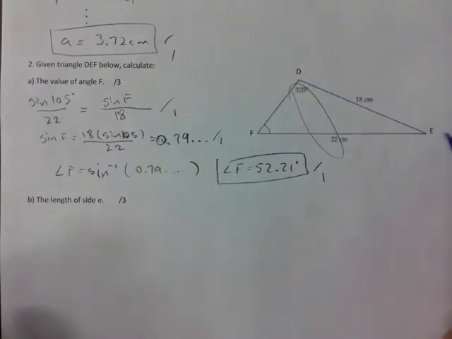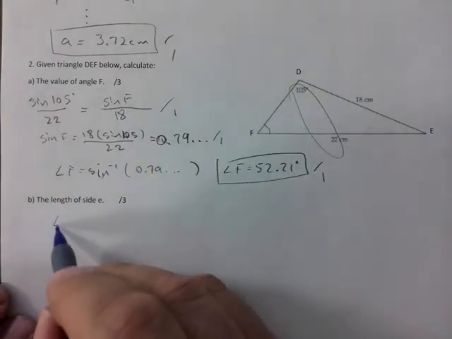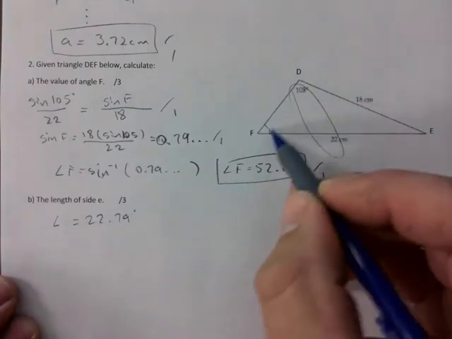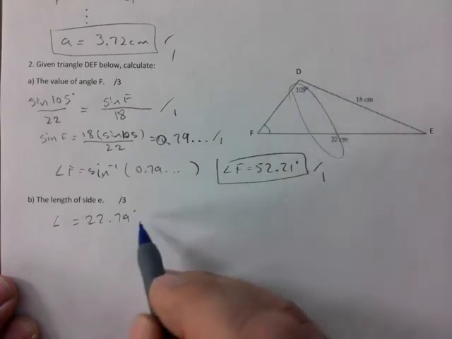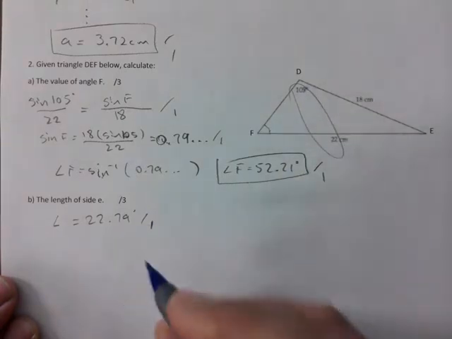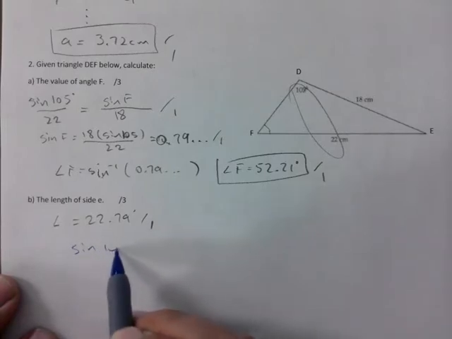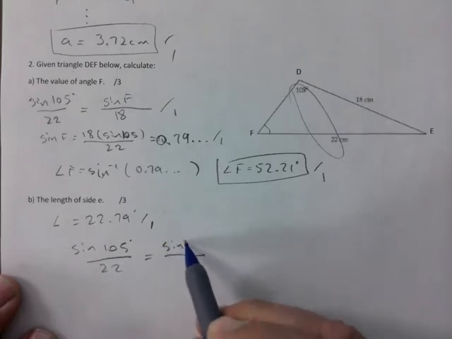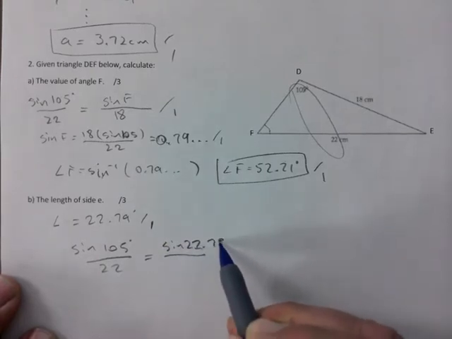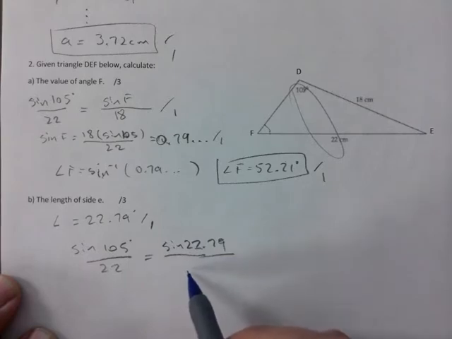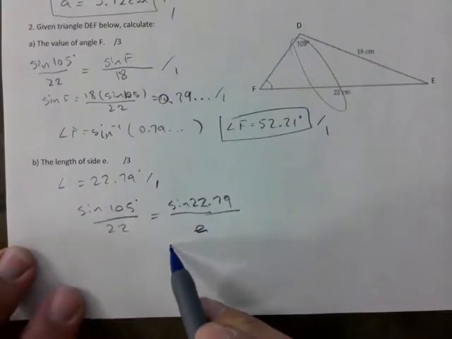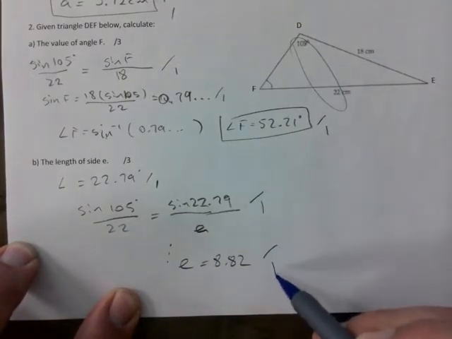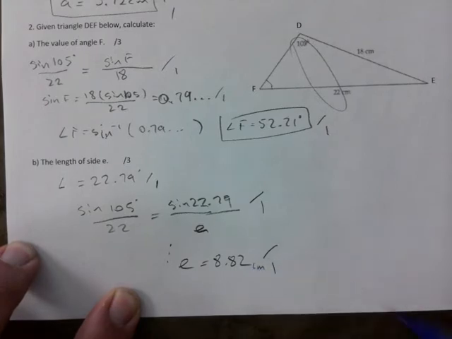Length of side E. I can now find angle E, which is 22.79, right? I just subtract these two angles from 180, so you get a mark for that. And so I will set up my pair again. Sine of 22.79 over side E like that. I will skip the steps, but that's 8.82. So you get 1 mark for setup, 1 mark for correct final answer. We are in centimeters, right?